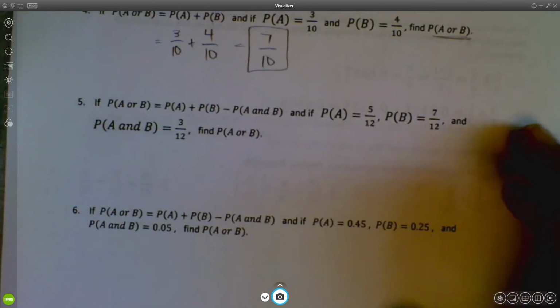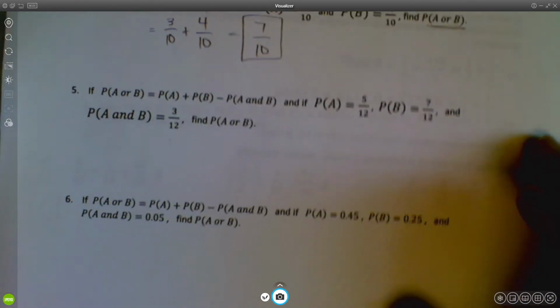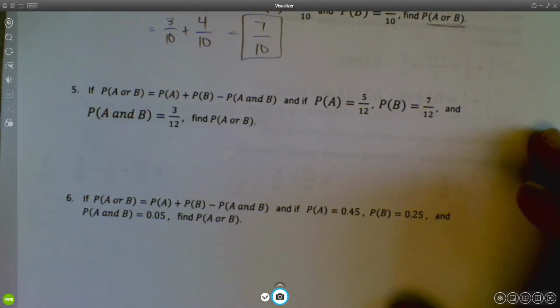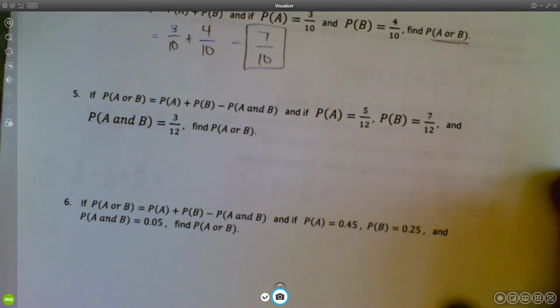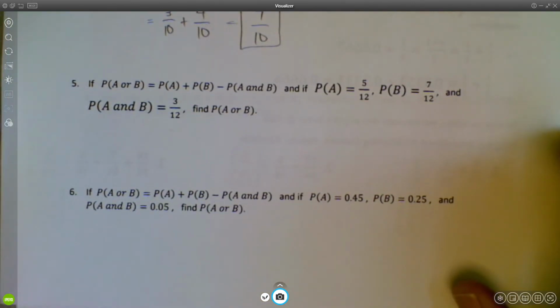Number 5 may be a little bit more complicated. Go ahead and give it a shot though. So see if you can figure out, we're supposed to find probability of A or B. So go ahead and give the video a pause and see if you can figure that one out on your own.